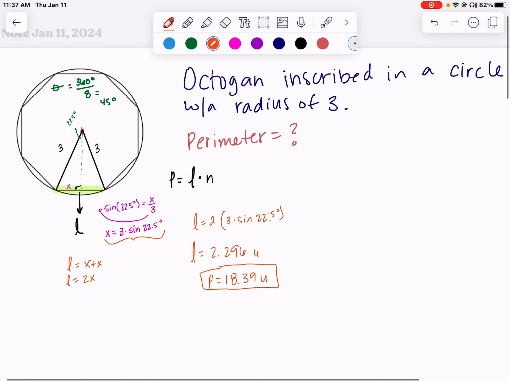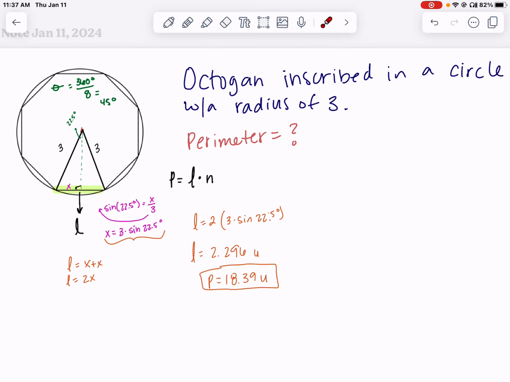So there you have it. Once again, this can work for any polygon that is inscribed in a circle. The only things that would change are the radius length, so when you multiplied by 3 here, that was equal to the radius, and the angle. I got this angle by dividing 360 by the number of sides and then splitting that number in half. And then at the very last step, in order to go from the length to the perimeter, I multiplied by 8 because this is an octagon. You simply multiply by the number of sides of the shape that you have.